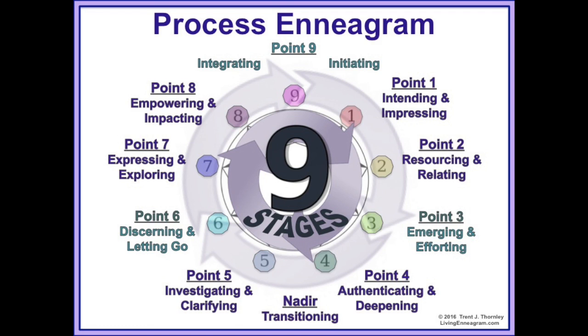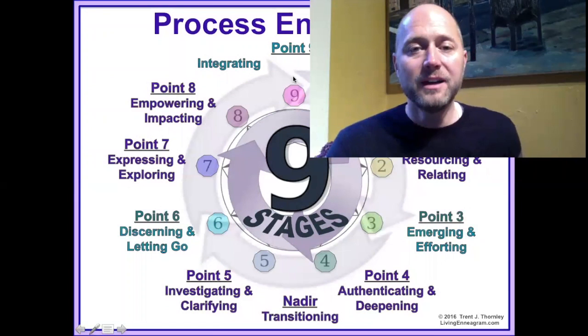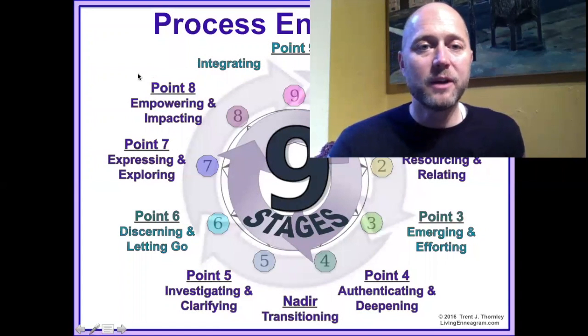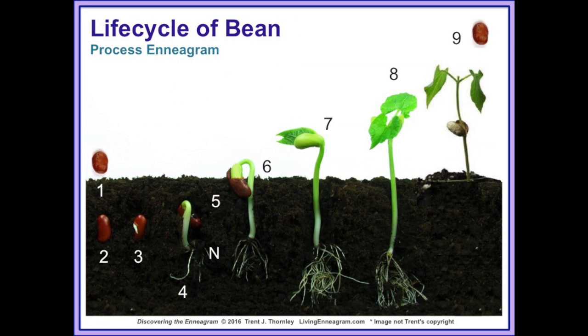And here I've got a little bit more detail. I sometimes put a couple more words associated with each point in the process just to give you a sense of some of the nuances in these processes. So this is a fuller iteration of the process Enneagram, 9 stages. And here we have the life cycle of a bean. So I'm going to move through this, and so you get a sense of it.